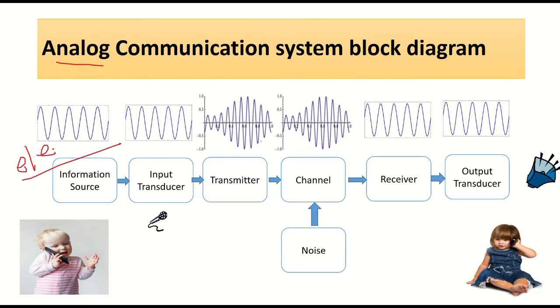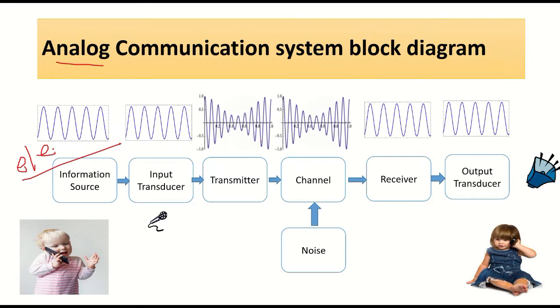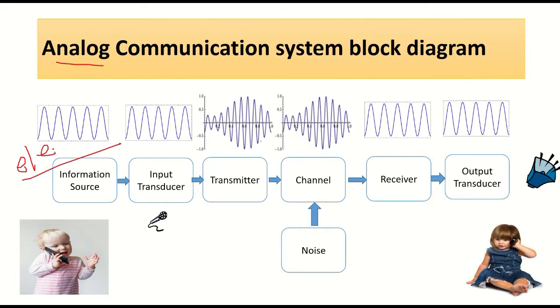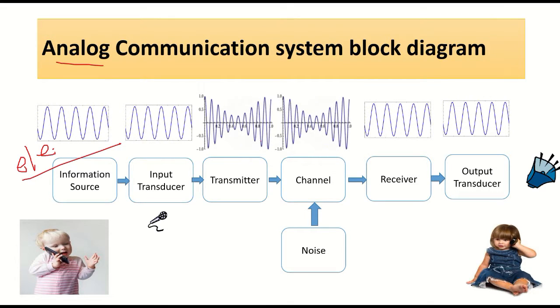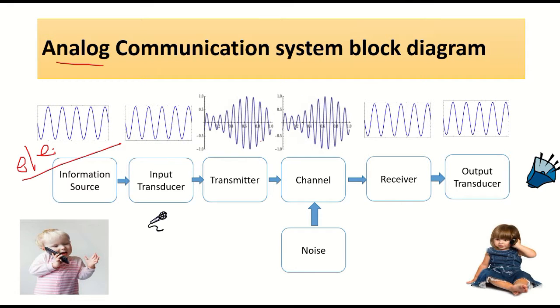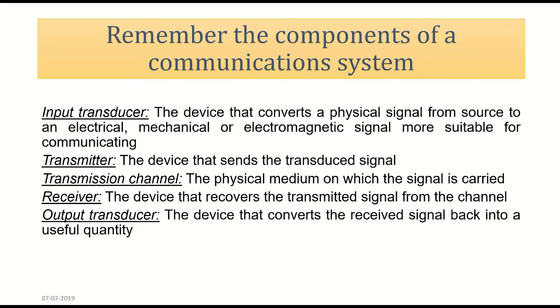The last block in the diagram is noise. Noise is a kind of unwanted electrical signal which may interfere with the signal that you are trying to transmit, and it may cause variation in your signal, and you may not get your information properly. That is why these things need to be studied. So you need to remember the components that we have discussed: input transducer, transmitter, transmission channel, receiver, and output transducer. I hope you got the information about all this. I have just mentioned it here in the form of definitions. You can go through that.